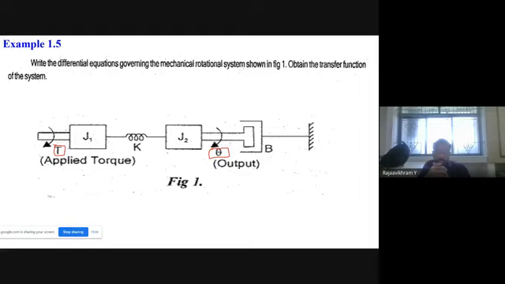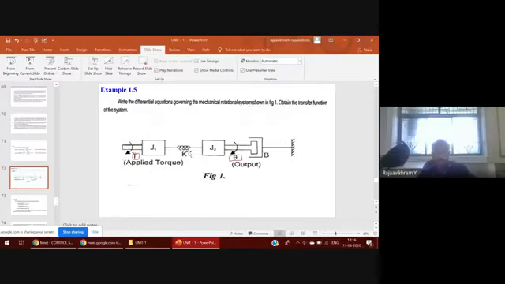Shall I move to the next slide? So first draw this diagram. Please take the pen and paper. Please draw this diagram first. So any questions, please post in the chat box.